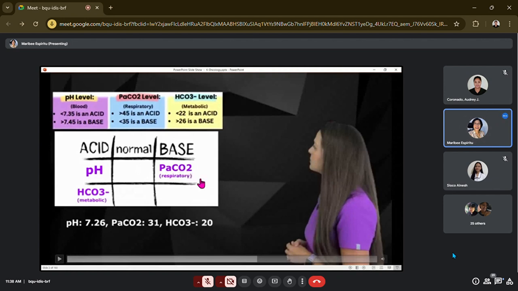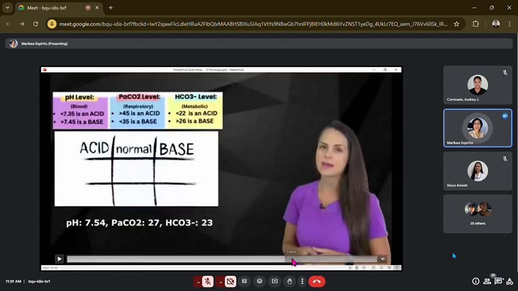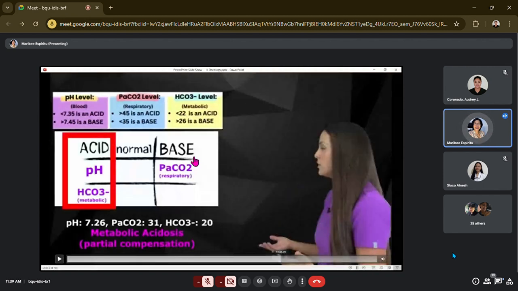Okay? So, metabolic acidosis, so hindi siya full, partial compensation. Why? Kasi hindi niya pa naipabalik sa normal yung blood pH. Okay, palabasin ko lang yung ano. Ayan. So, partial compensation. Paano siya magiging fully compensated? pH, dapat normal na. Okay? Doon tayo sa full compensation.